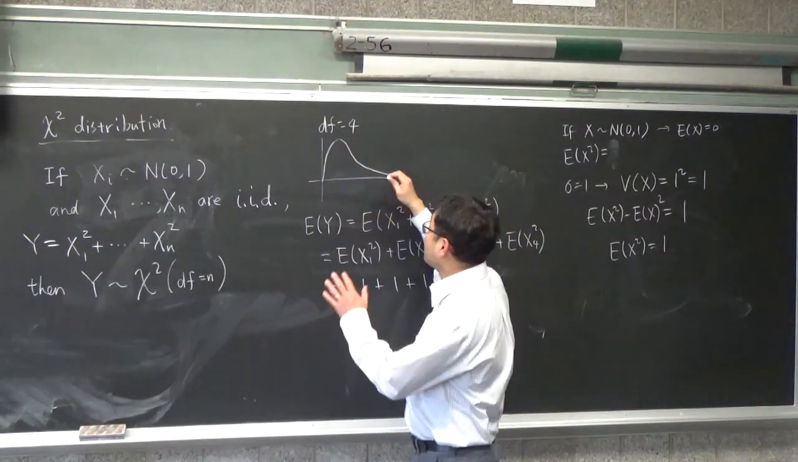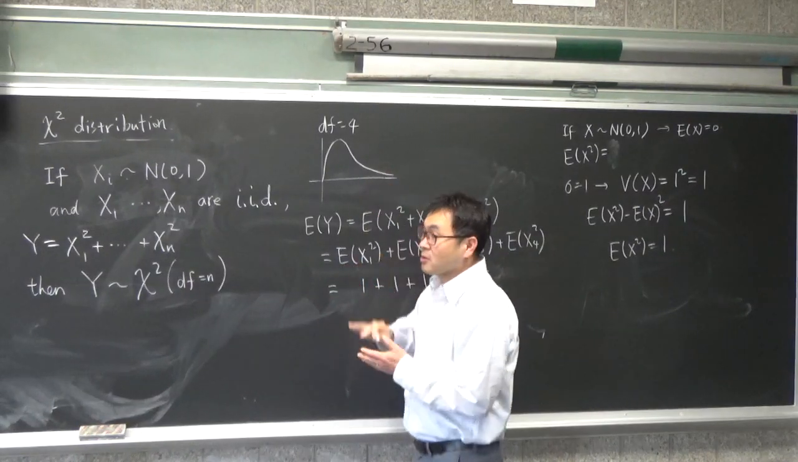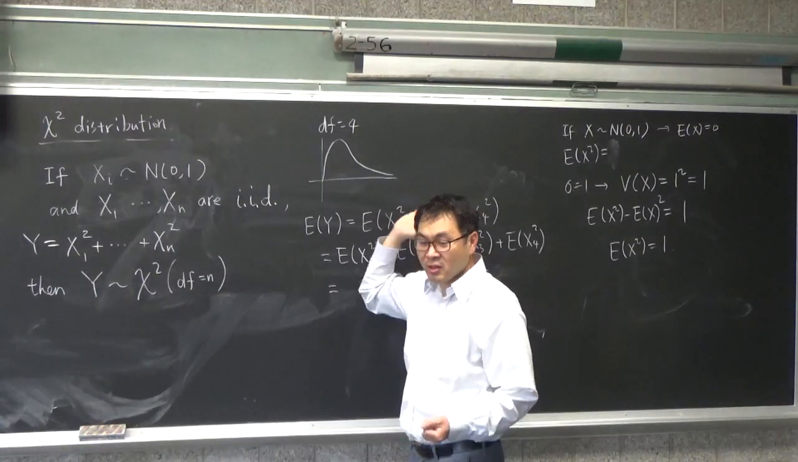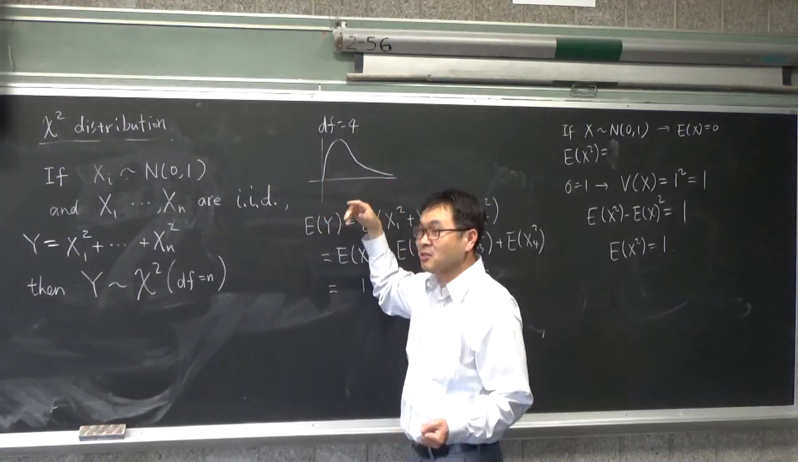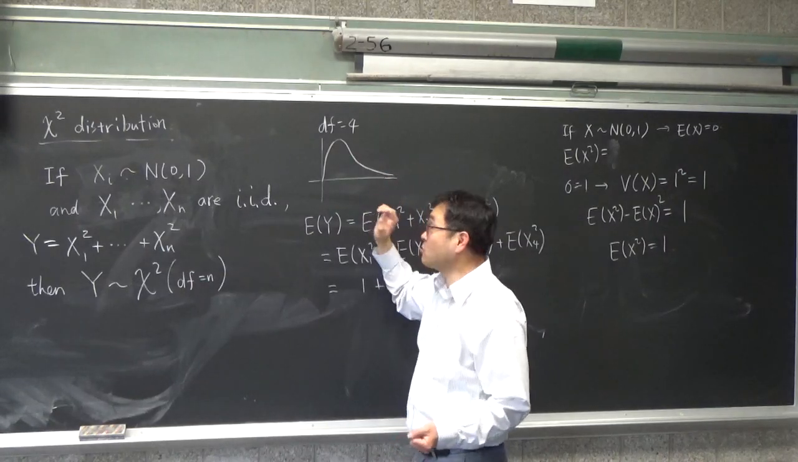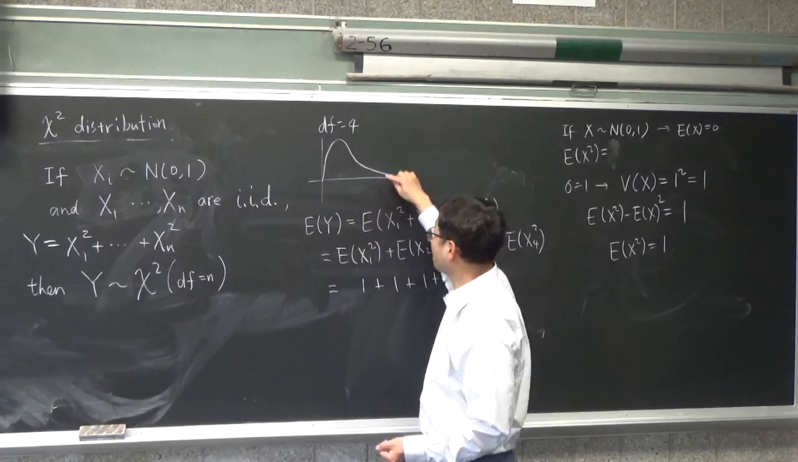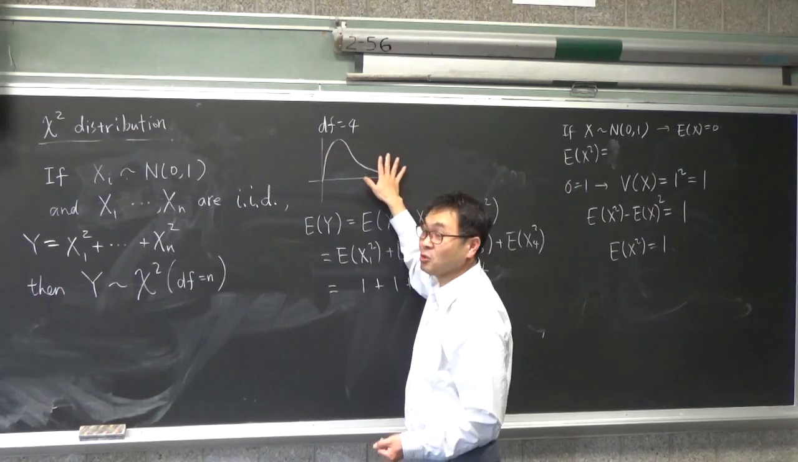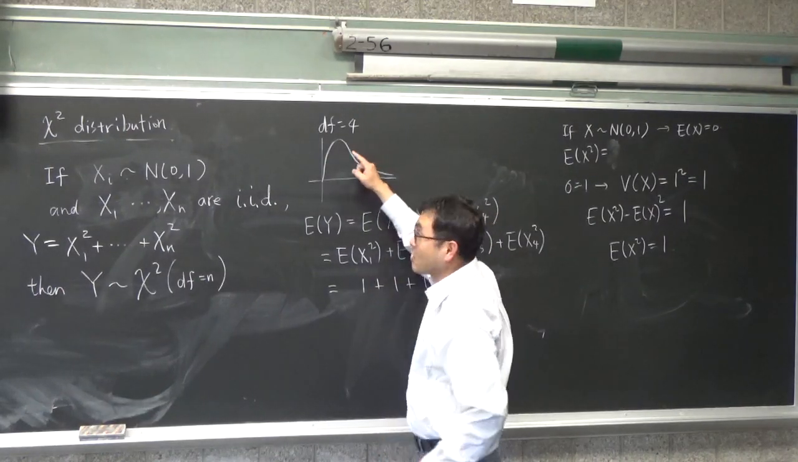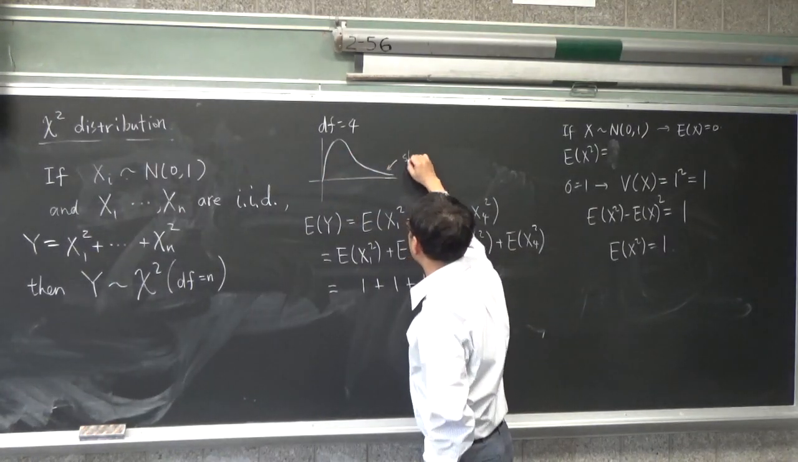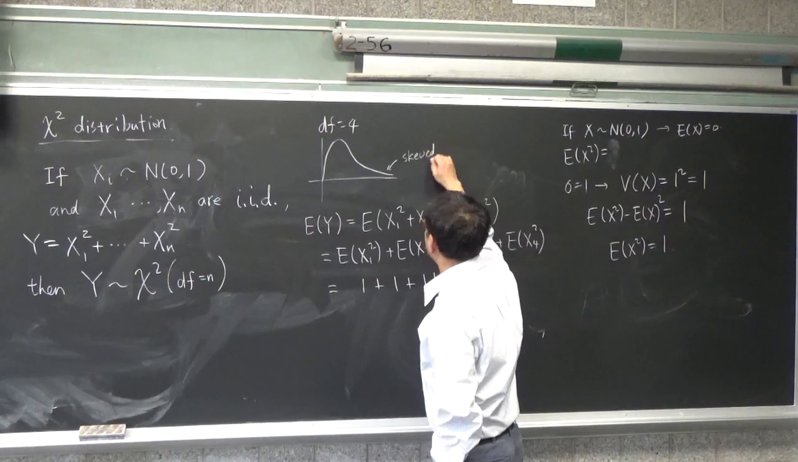Now, I forgot to say, I always get skewedness wrong. When you talk about the skewedness of a distribution, you always look at the foot of the distribution. So if you have a foot sticking out this way, you say that this is skewed right. So the chi-square distribution will always be skewed right.